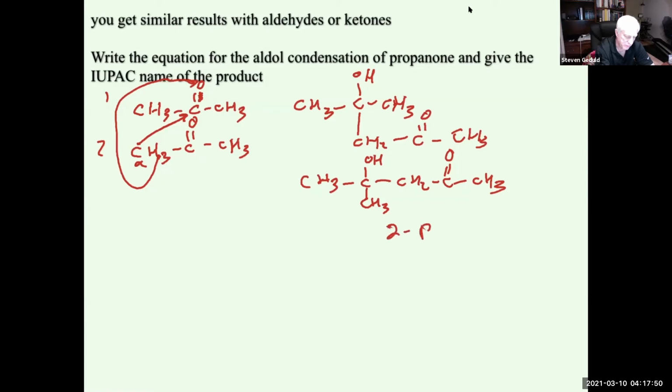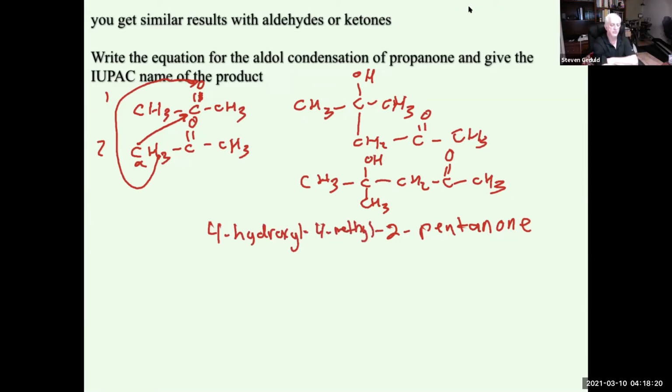I said 1, 2, 3, 4, 5 carbons, so pentanone. That's an A, so 2-pentanone. And we have a hydroxyl group and a methyl group. 1, 2, 3, we have 4 hydroxyl, so 4-hydroxyl, 4-methyl, 2-pentanone. Okay, and that's what it is straightened out.